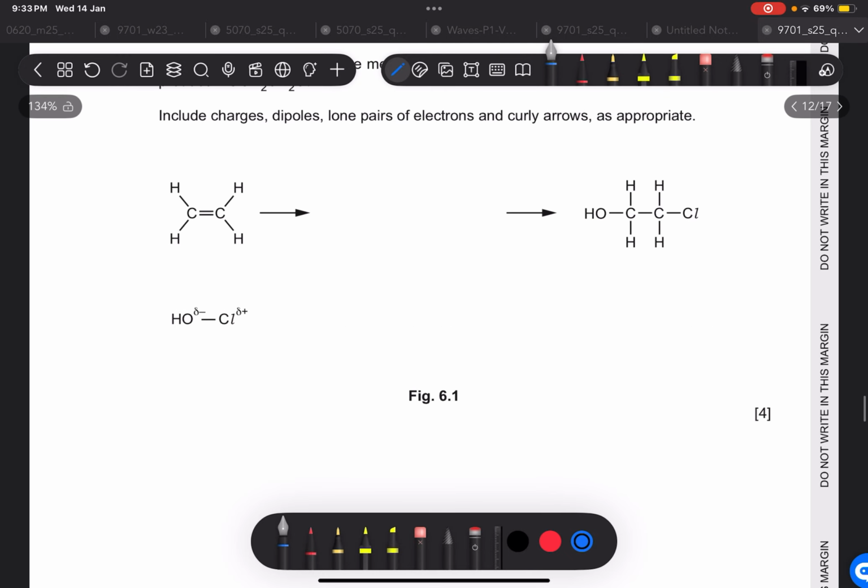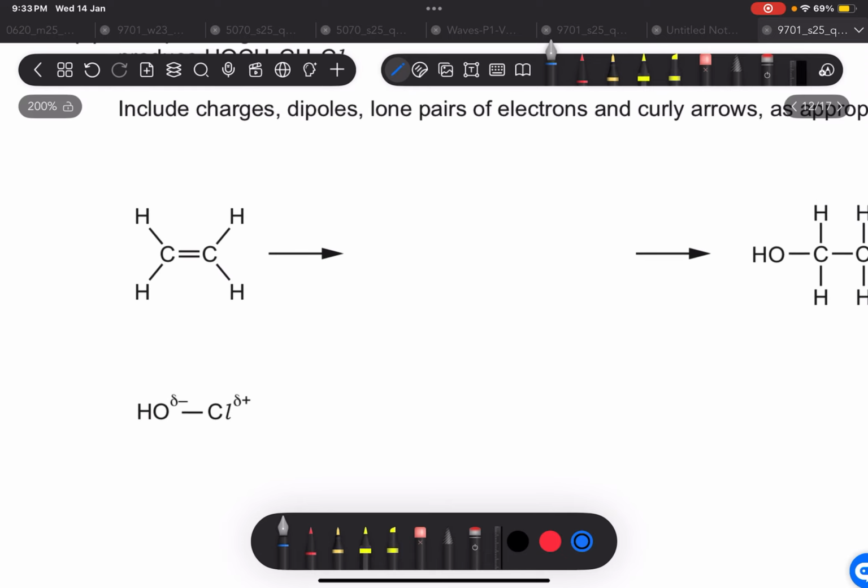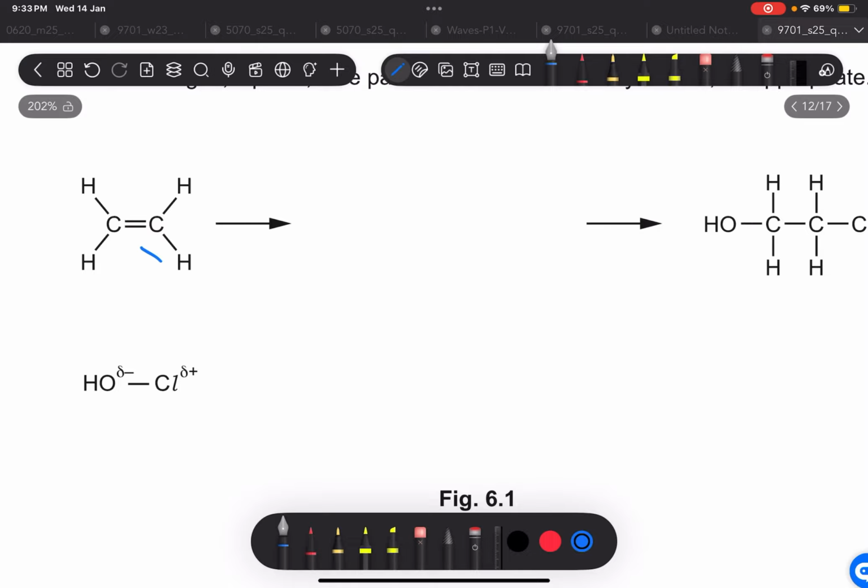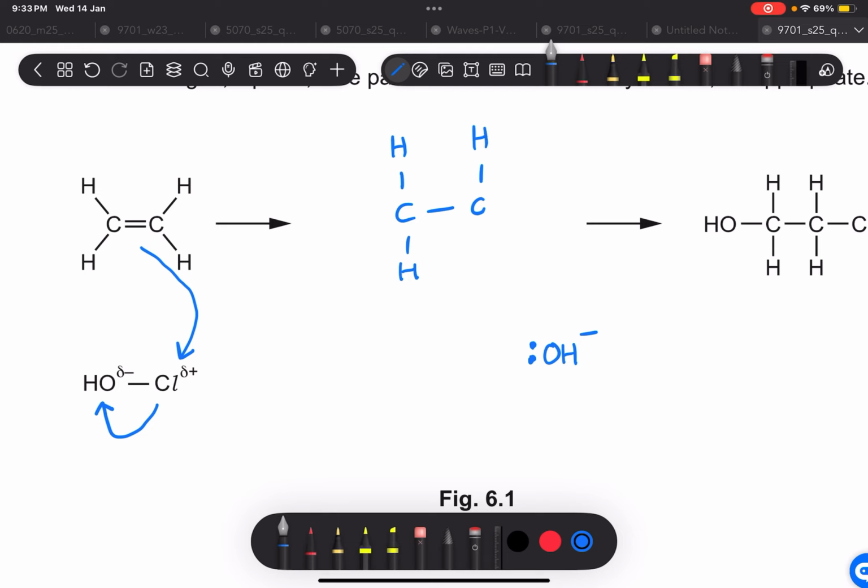Then we have this, moving on to this. We basically have to draw this reaction mechanism. What's going to happen first is that this electron cloud is going to attack this partial positive chlorine, and when it attacks, this bond is going to break heterolytically and this OH negative is going to take its electrons. Now we have an OH negative that has these two electrons. Now we form a carbon-carbon single bond, H, H, H, H, and this Cl attaches here. Now we form a primary carbocation.